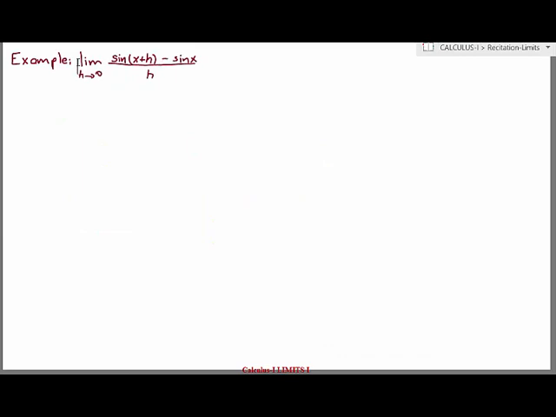This problem is also nice. I will use trigonometric identities instead of sine x plus h. We know that sine x plus h is equal to sine x times cosine h plus cosine x times sine h. I will plug this expression in the given problem.